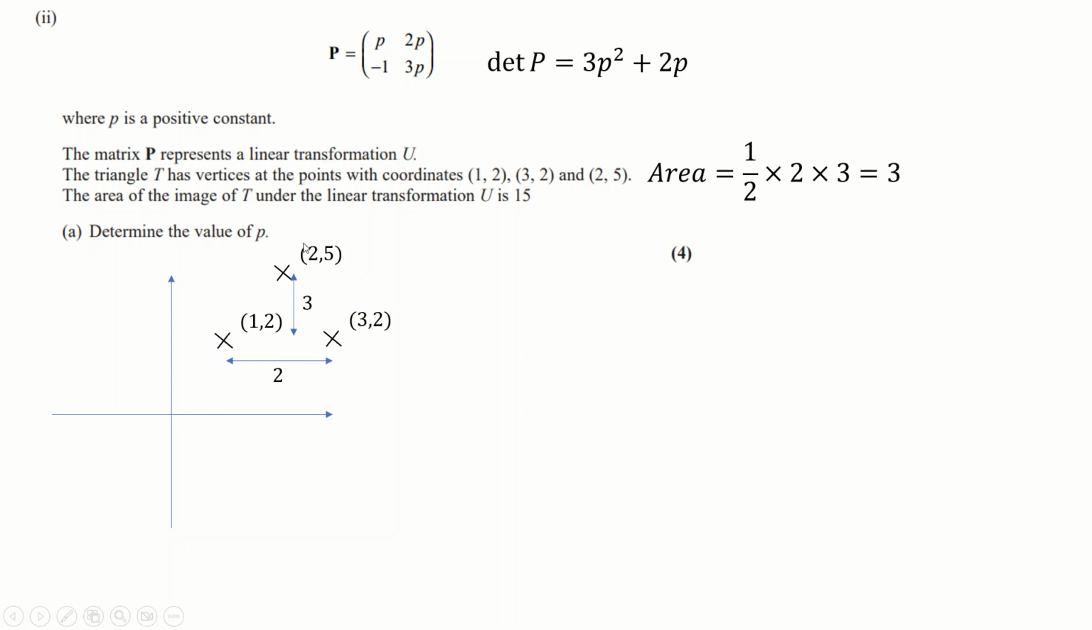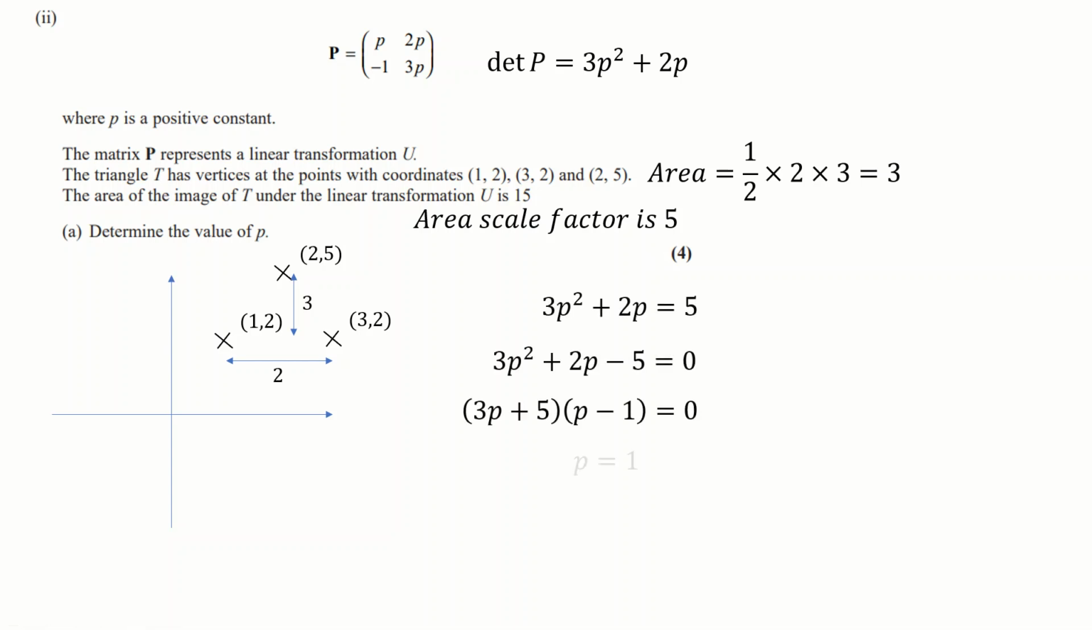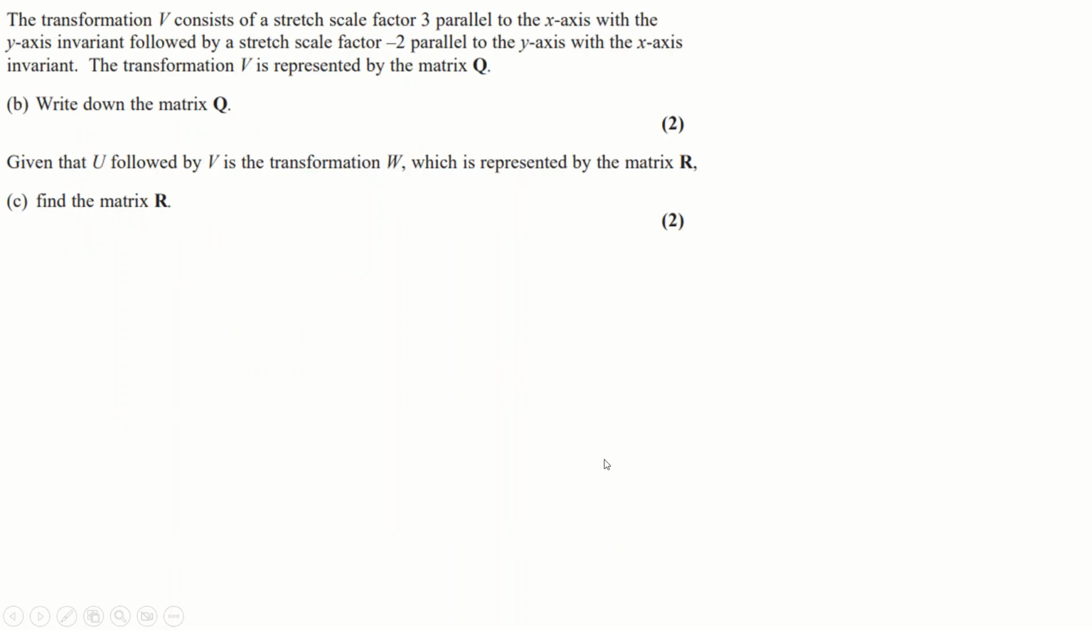Now, that triangle gets transformed and then becomes area 15. So the area scale factor is 5. 5 times 3 is 15. But a result you're expected to know is that when you do a transformation matrix like this, the determinant of that matrix represents the area scale factor. So the determinant must be equal to 5. And we can, of course, just solve this, and we get 2 answers for P. It tells us P is a positive constant, so we reject this one, and we get P equals 1 as our answer. And we're done.